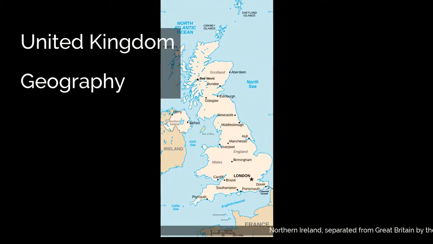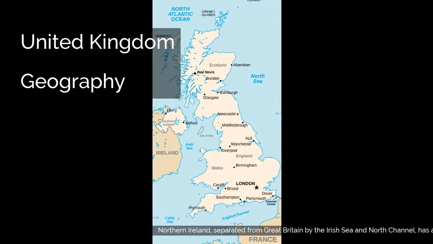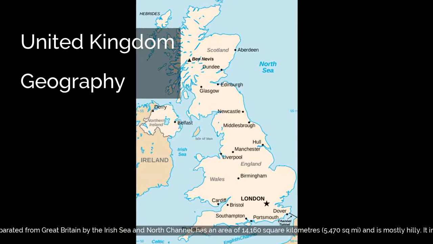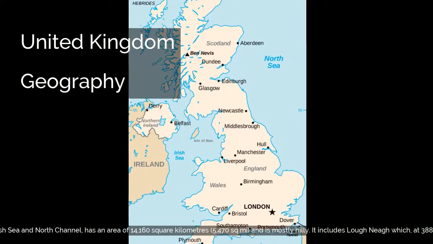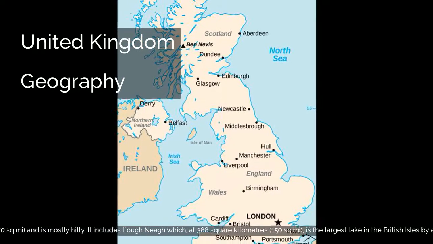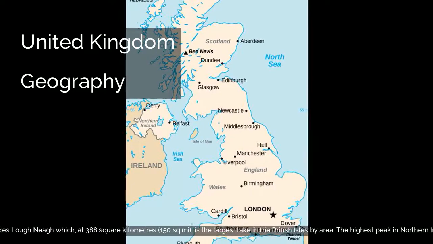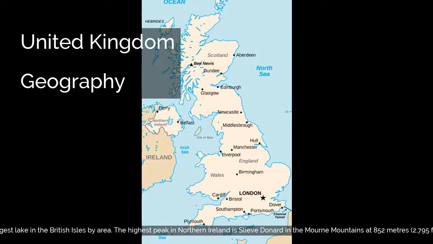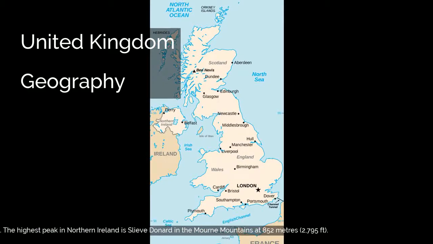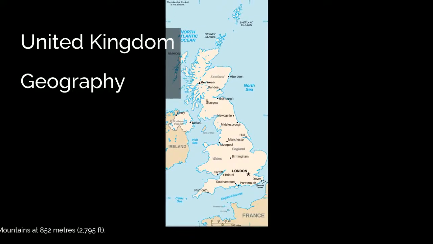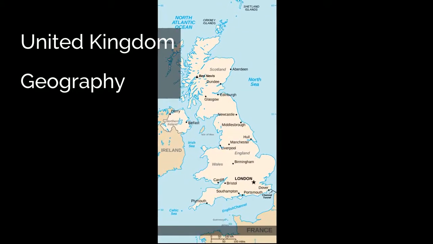Northern Ireland, separated from Great Britain by the Irish Sea and North Channel, has an area of 14,160 square kilometers, 5,470 square miles, and is mostly hilly. It includes Lough Neagh, which, at 388 square kilometers, 150 square miles, is the largest lake in the British Isles by area. The highest peak in Northern Ireland is Slieve Donard in the Mourne Mountains at 852 meters, 2,795 feet.